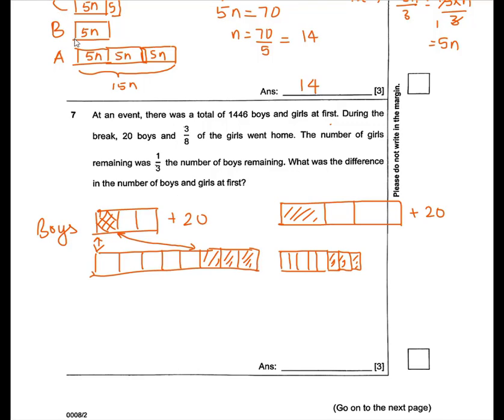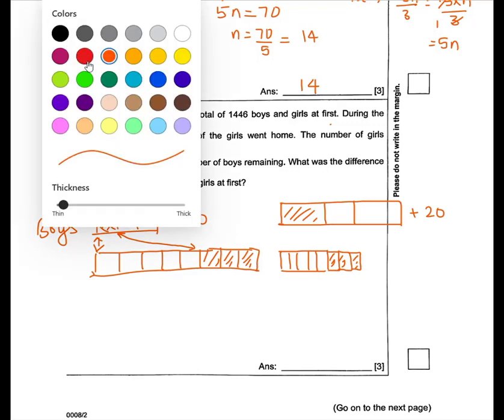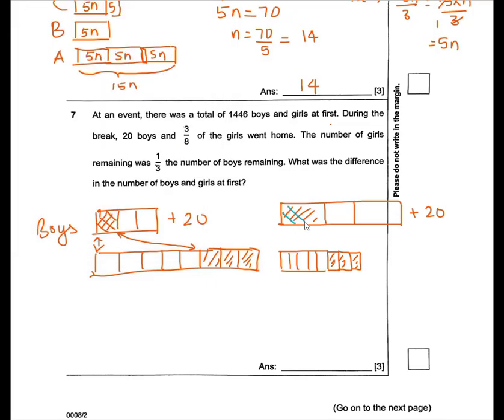Let me bring a different color here for clarity. This is 1 part out of 3 parts of the boys that were left. And that is equal to the number of girls that were left according to my previous diagram. So normally when you draw a diagram initially, you won't be able to give an exact picture.